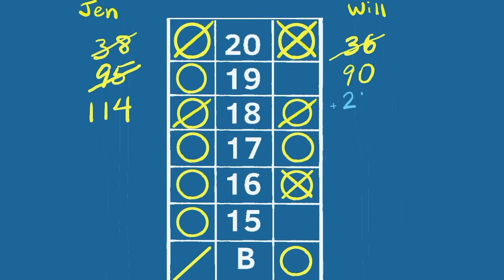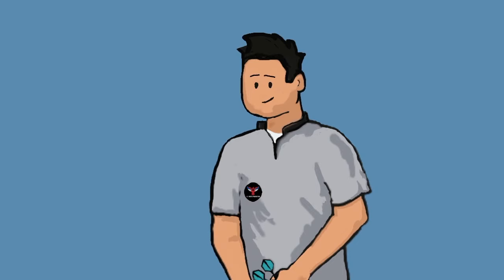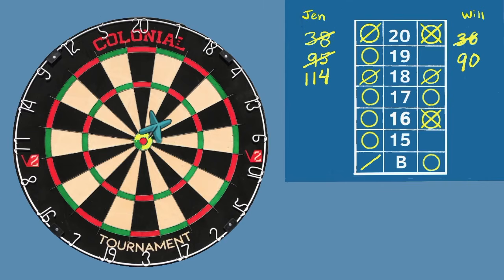He would need a single bull, which would give him 25 points and put him back in the lead by 1 point, but then would also need to hit a triple 19 and a triple 15. A tall order for anyone. He takes his shot at the bull and hits it.